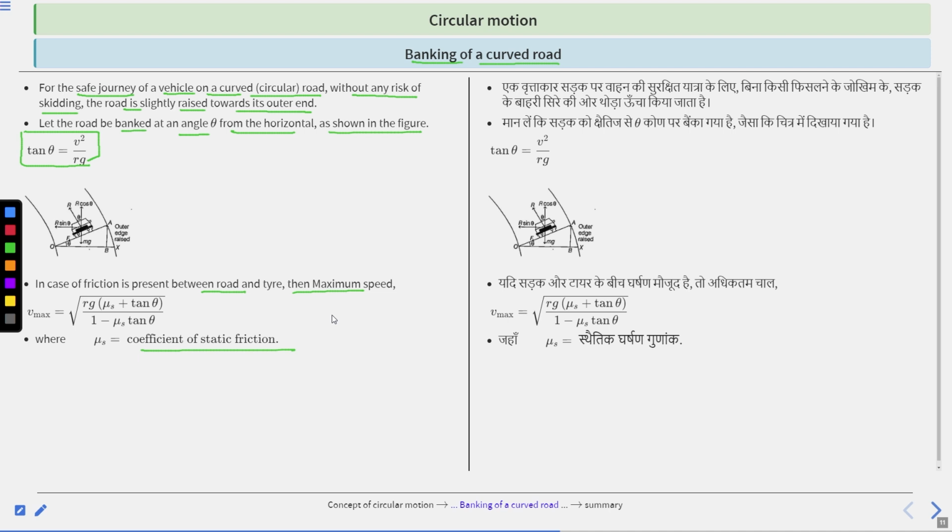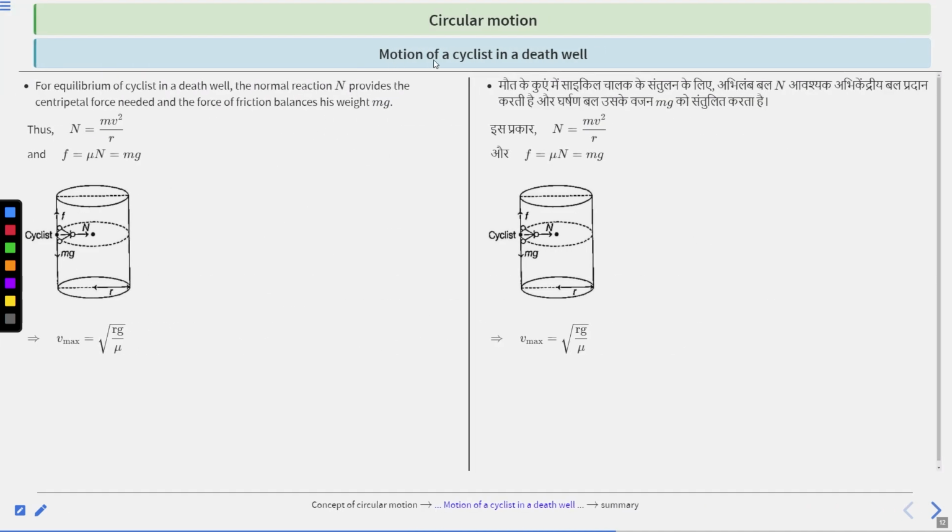Clear? Mu is the coefficient of static friction. So this is the concept of banking of a curved road. Next is motion of a cyclist in a death well.